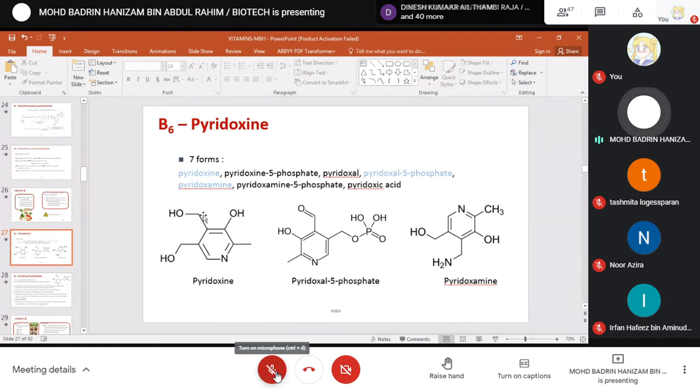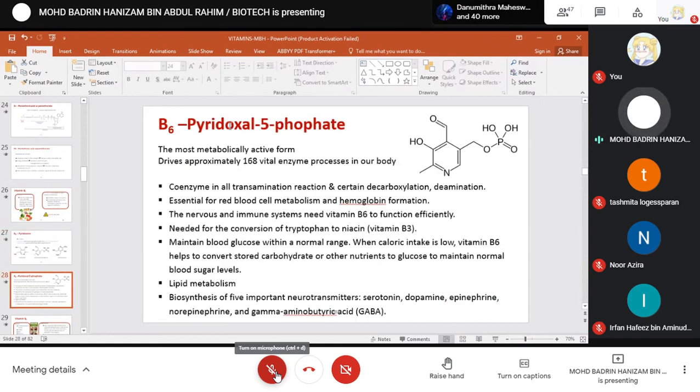So this is pyridoxine, pyridoxal 5-phosphate, pyridoxamine. These three I just gave as examples. All right, so we go to pyridoxal 5-phosphate, which is the most active form of vitamin B6. The most metabolically active form drives approximately 168 vital enzyme processes in our body. So we know that vitamin B6 contains 7 forms, but the most active form of all these 7 is pyridoxal 5-phosphate. How do we know that this is the most active form?